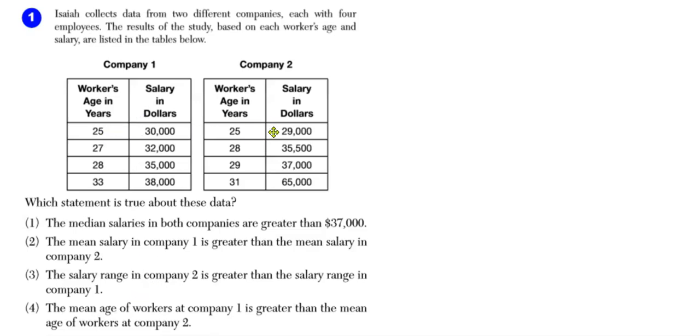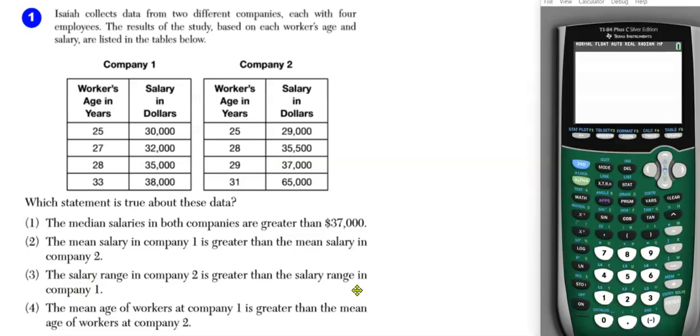The best way to do that is to use your TI-84. In order to calculate these mean, median, and modes, we need to enter the data into our stat, edit, list. Now, I'm not going to enter both of these data sets at the same time. It depends on what the question is asking about.